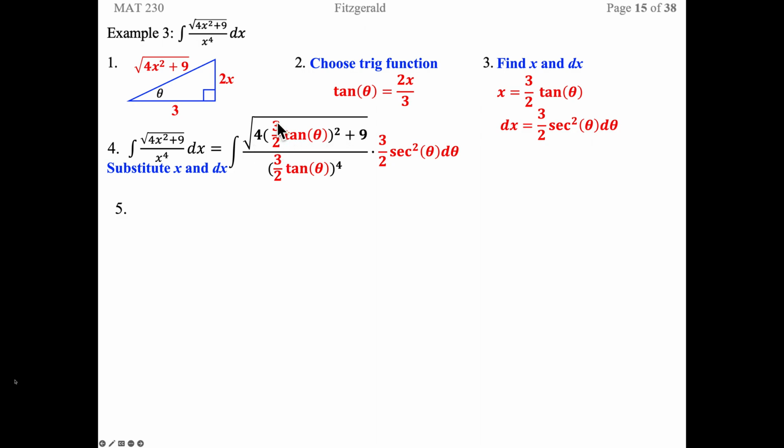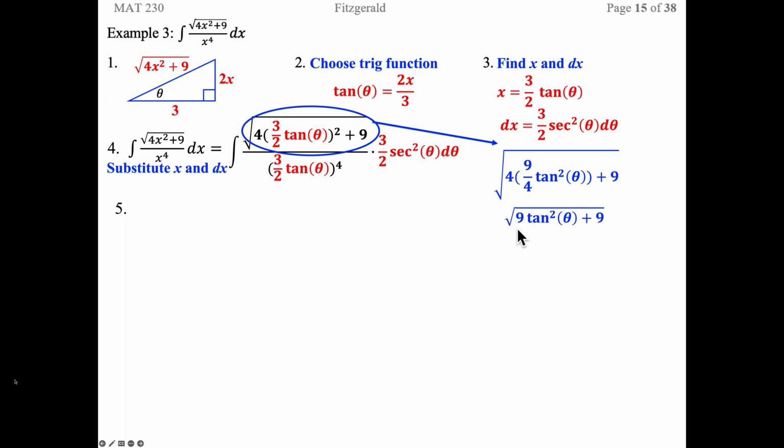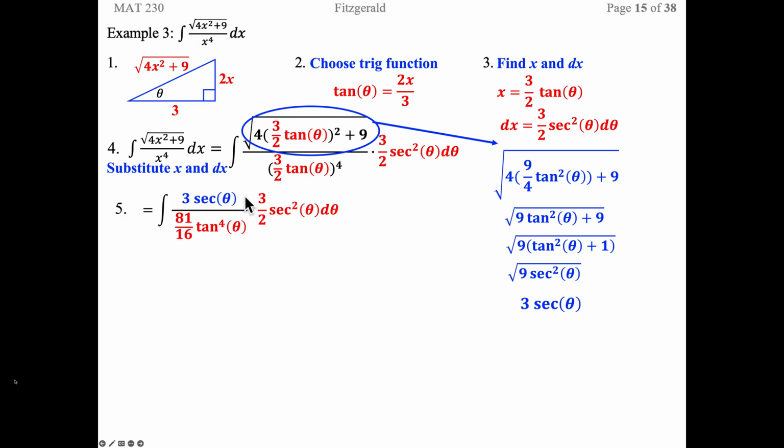Let's square this. That's going to make it 9/4 tangent squared theta. We're going to simplify the radical now because the 4's will cancel. We can factor out a 9. Tangent squared theta plus 1 becomes secant squared theta. Square root of 9 is 3. Square root of secant squared is secant theta. Replace that in the numerator. In the denominator, I took 3/2 to the 4th power. So 3 to the 4th is 81. 2 to the 4th is 16.